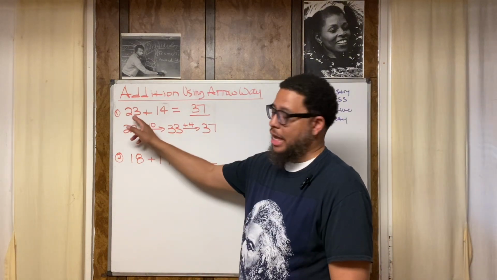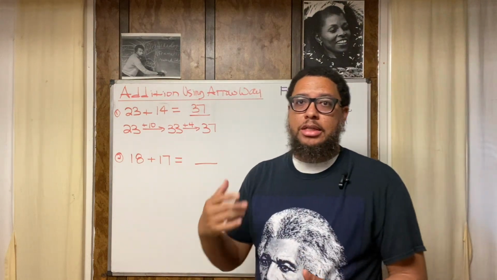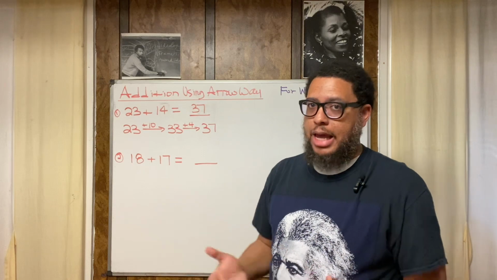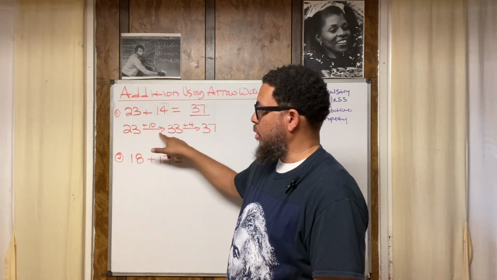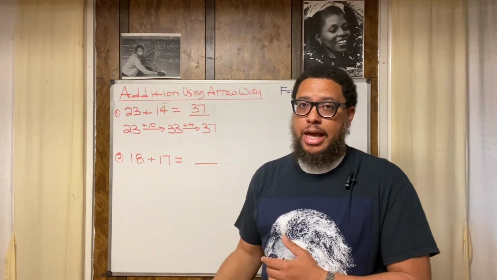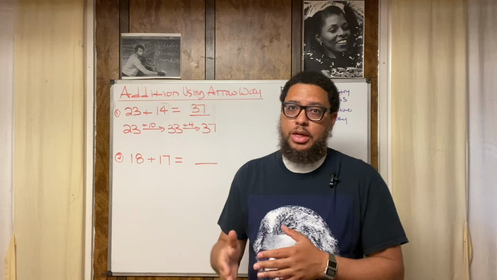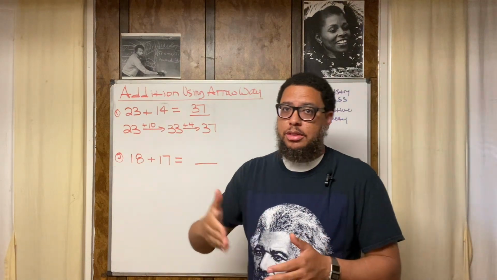I start with the first addend. 23 is called an addend. Numbers that are being added together to find a sum are called addends. The sum is the answer when you do addition. So I write down the first addend, which is 23. Then I'll draw an arrow. Then I go to the second addend and I break it down in terms of tens and ones. If it was a 3-digit number, we'd break it down in terms of hundreds, tens, and ones.